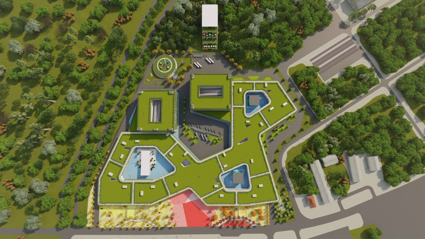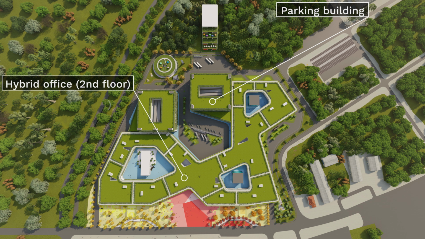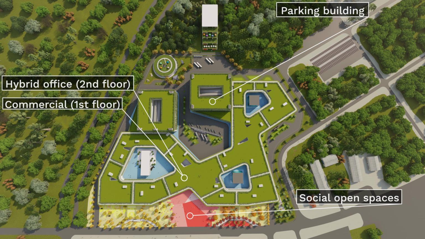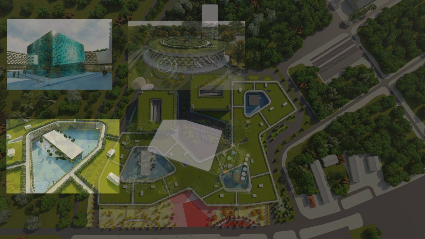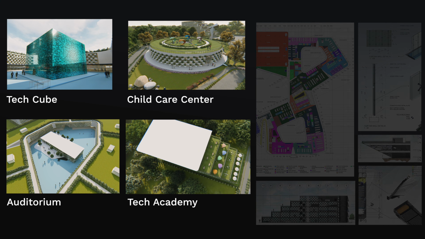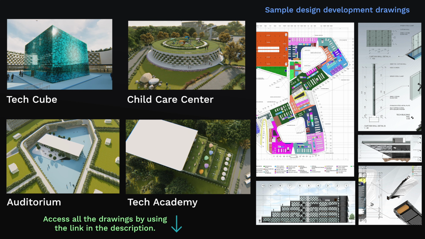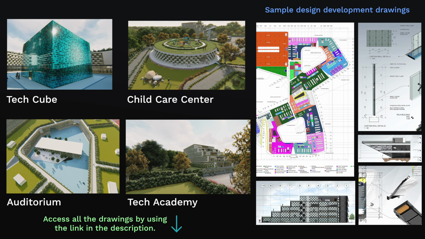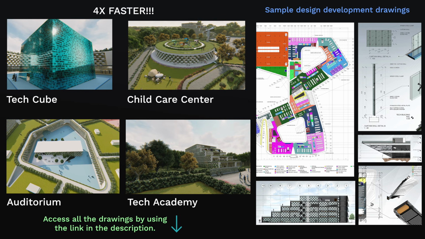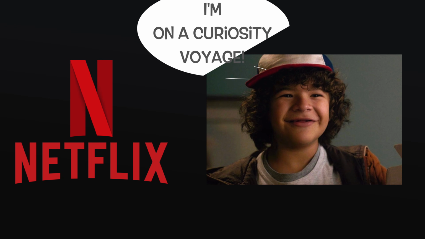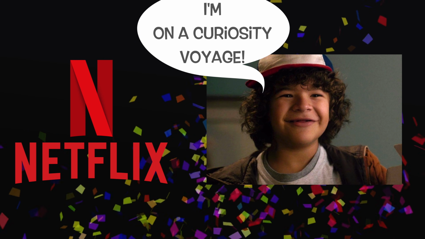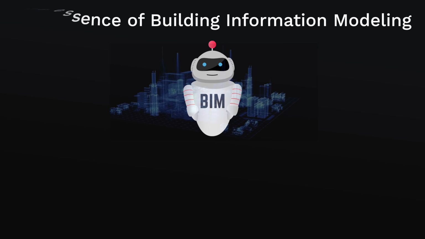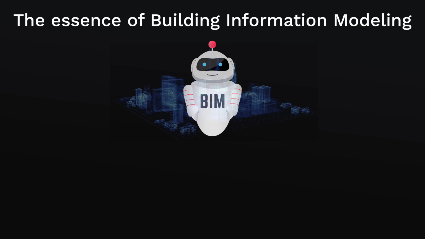This project is composed of a hybrid office and commercial main building, tech academy, auditorium, child care center, and tech cubes. Using the BIM workflow, I generated all the design development drawings I needed for my thesis presentation quickly and finished my thesis 4 times faster. Because of this, I was able to watch my favorite TV series on Netflix. And that, my friends, is the essence of building information modeling.